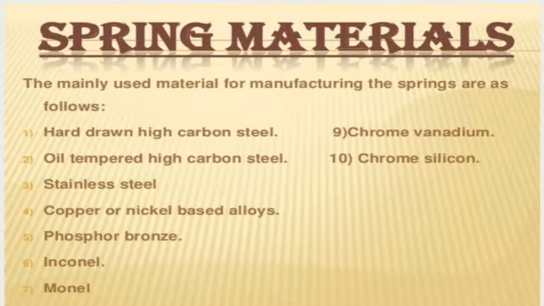Spring materials. The main materials used for manufacturing springs are as follows: hard-drawn high carbon steel, oil-tempered high carbon steel, stainless steel, copper or nickel-based alloys, phosphorus bronze, inconel, monel, chrome vanadium, chrome silicon.